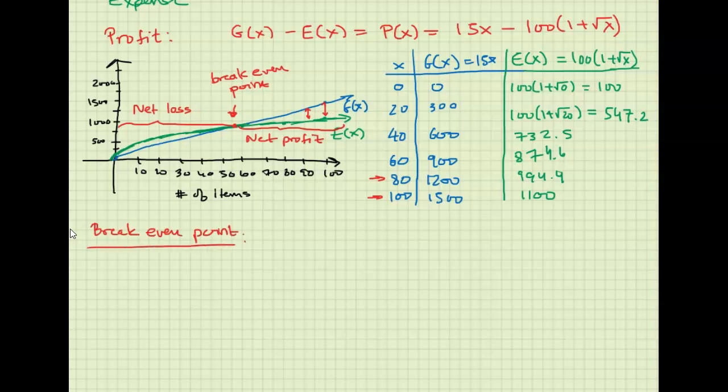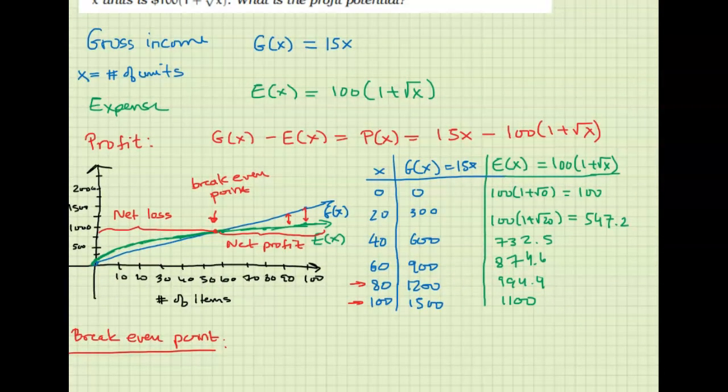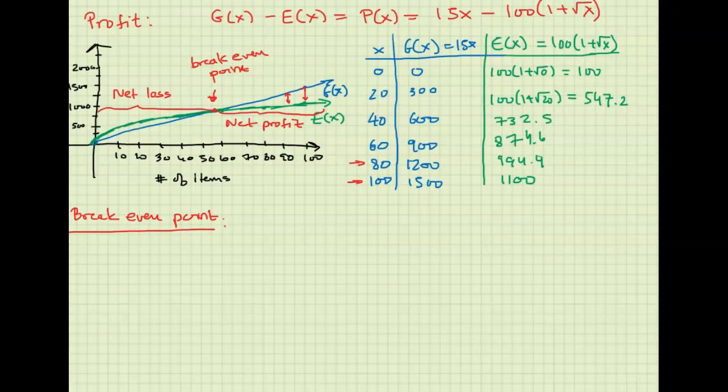From the graph, you can see it's around 50, almost 60. If you compare 60, at 60 you're making slightly more income than loss. So it's just below 60. To find it exactly, you want to set the equations equal to each other. So you're going to set 15x equal to 100 times (1 plus square root of x). You can plug them in to see when they're equal. So 15x equals 100 times (1 plus square root of x).